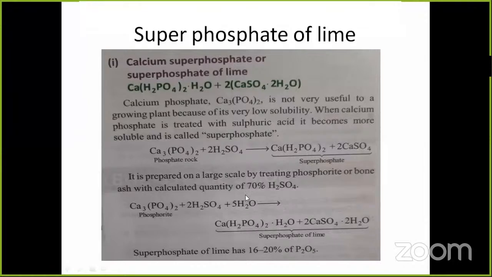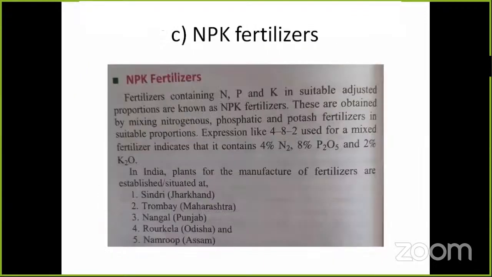ఇందులో సూపర్ ఫాస్ఫేట్ ఆఫ్ లైమ్ has 16 to 20% ఆఫ్ ఫాస్ఫరస్ పెంటాక్సైడ్ ప్రొడ్యూస్ చేస్తాం. అంటే ప్లాంట్కి కావాల్సిన ఫాస్ఫరస్ పెంటాక్సైడ్ ఎంత పర్సెంట్ వస్తుంది? 16 to 20%. ఇందాక నైట్రోజన్ ఫర్టిలైజర్లో 40% నైట్రోజన్ కమింగ్ ఫ్రమ్ యూరియా. Here 20% of phosphorus pentoxide coming from super phosphate of lime.